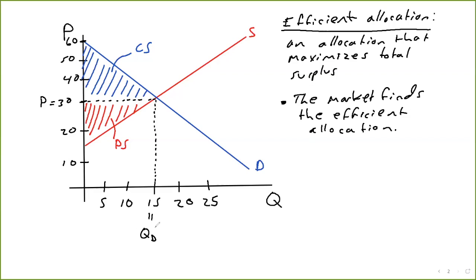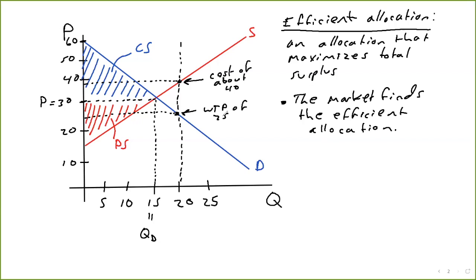So the market allocation is where supply meets demand. So a price of 30 and a quantity demanded of 15 is what the market says our allocation should be. So let's say instead of an allocation of 15 for our quantity demanded, let's say it's 20. Well, at 20, the sellers have a cost of about 40, and the buyers have a willingness to pay that's only about 25. So if a transaction takes place out here, you're going to have negative surplus.